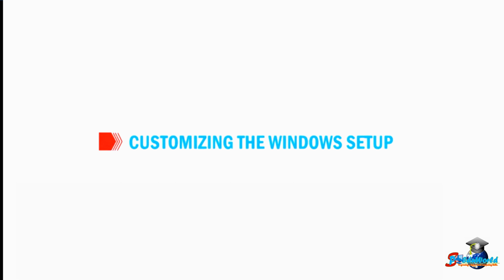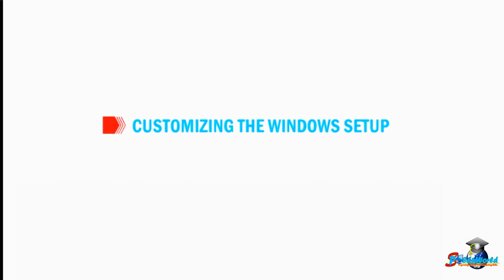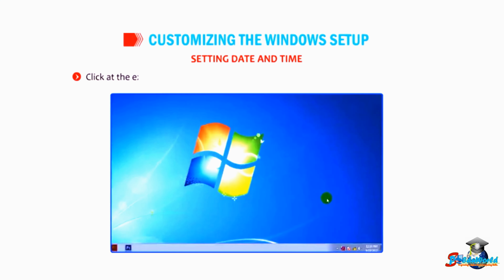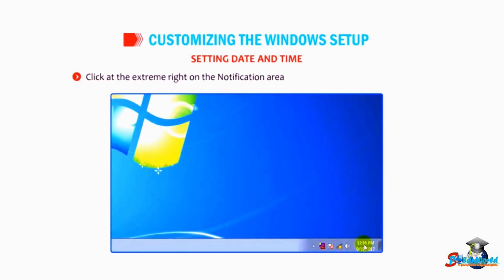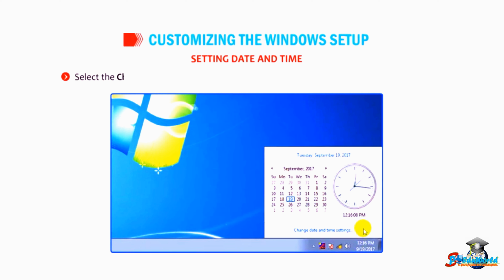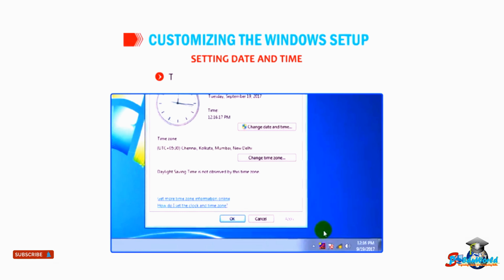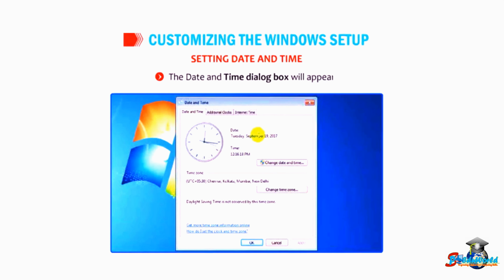Let us understand how to customize the Windows setup. Setting date and time. Click at the extreme right of the notification area where you see the date and time. Select the Change Date and Time Settings option from the pop-up window that opens up. The Date and Time dialog box will appear.